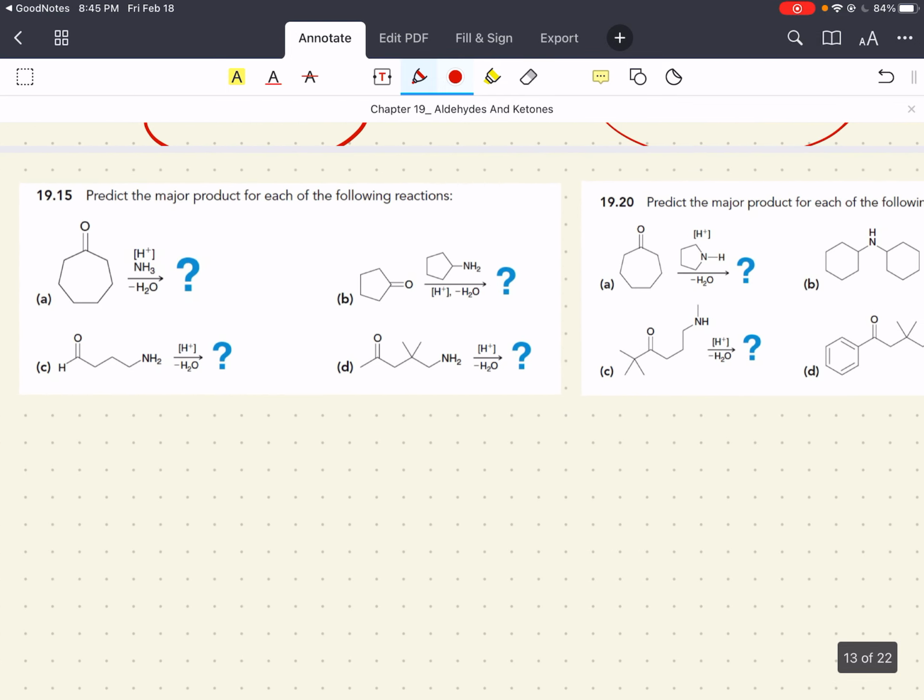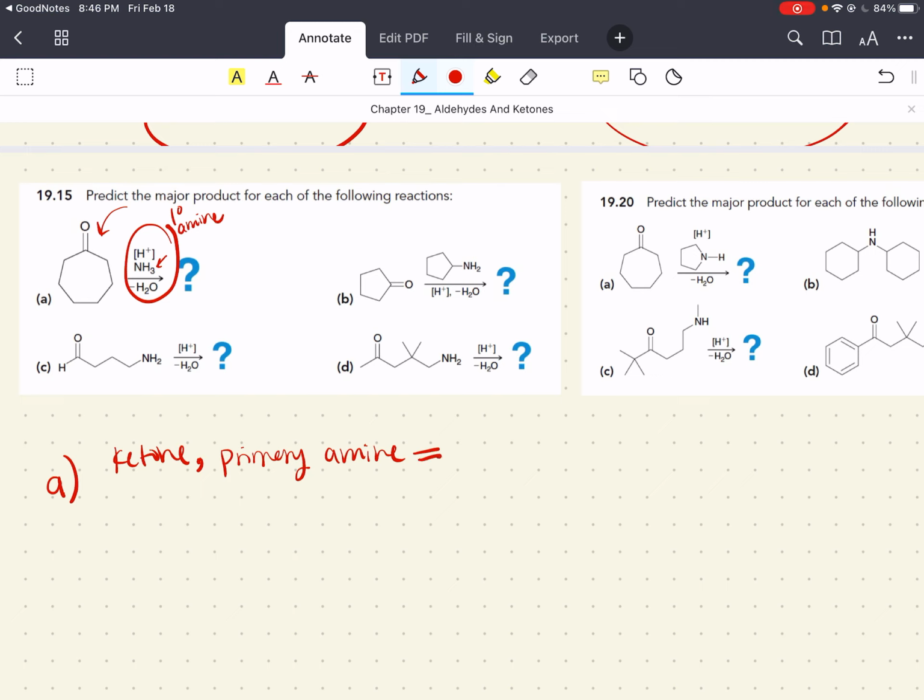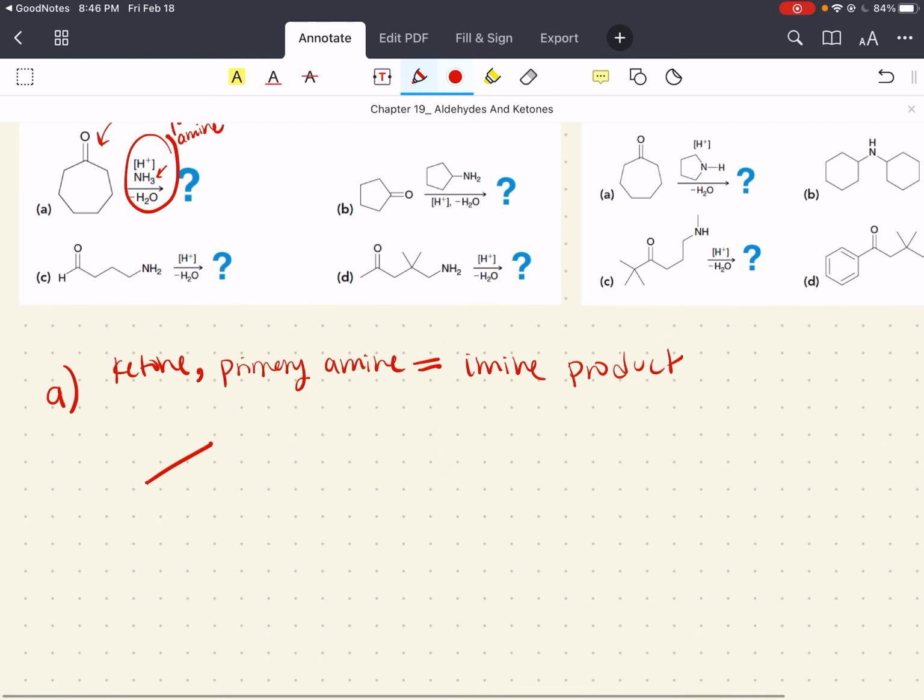Okay? So here we have, all right, we want to react this with a primary amine. Look at that. That's a primary amine. So we know with this information we're starting with a ketone, and our main reagent is this primary amine. We know that the end product is going to be our imine product.